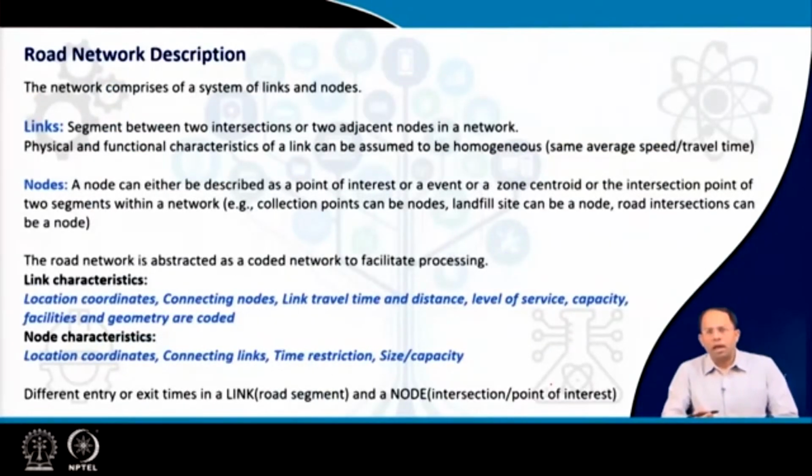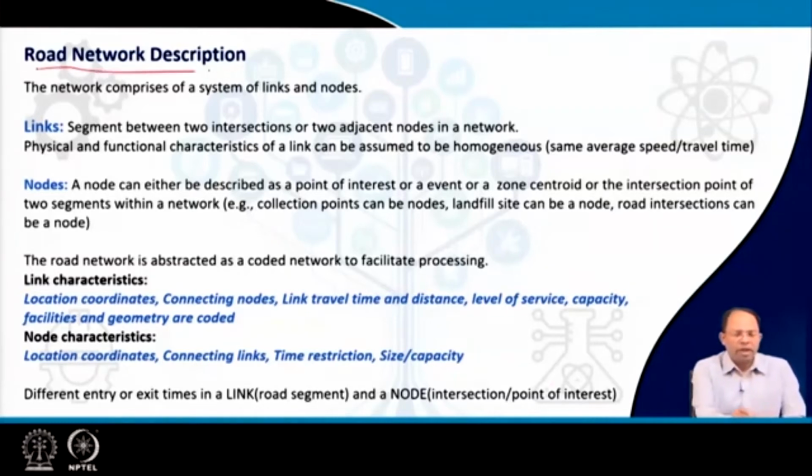Now, where do we start? The first starting point is to determine the road network, or to describe the road network. If I have a GIS map of a road network, our first job is to convert it into a system of links and nodes. Why? Because at the end of the day, the computer doesn't understand what is the road, what is its effect on the width, and so on.